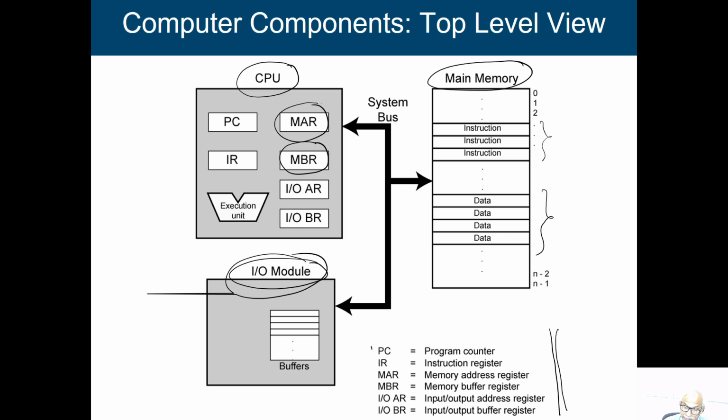In some cases, instead of 4 we may have only 2: MAR and the input output address register may be combined together and we may use 1. Similarly, MBR and IOBR can be combined, and we may use 1 register. We will see the purpose of those registers and why we require them. We are going to discuss all those issues.